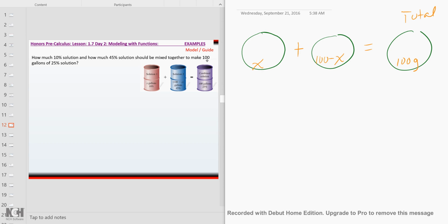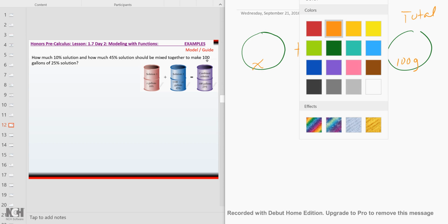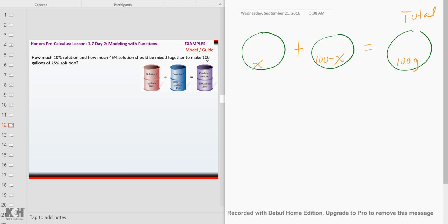The next thing you have to know is what is the concentration of each solution. Well, solution 1 is a 10% solution. Solution 2 is a 45% solution. And they want the 100 gallons to be a 25% solution. They're taking a weak solution, adding a stronger solution, and want somewhere in the middle. Okay? Once you've got that, here you got your equation.